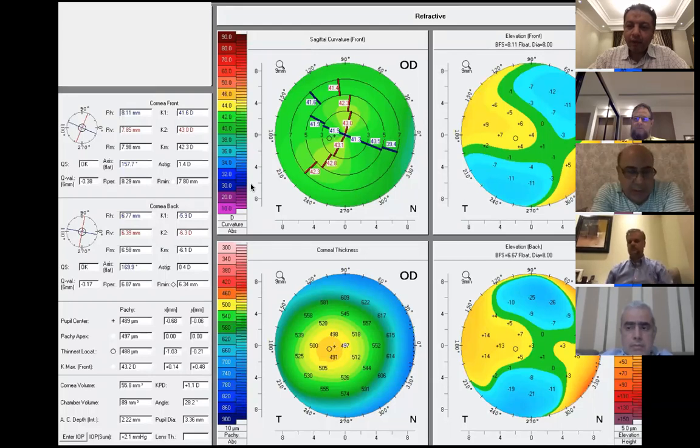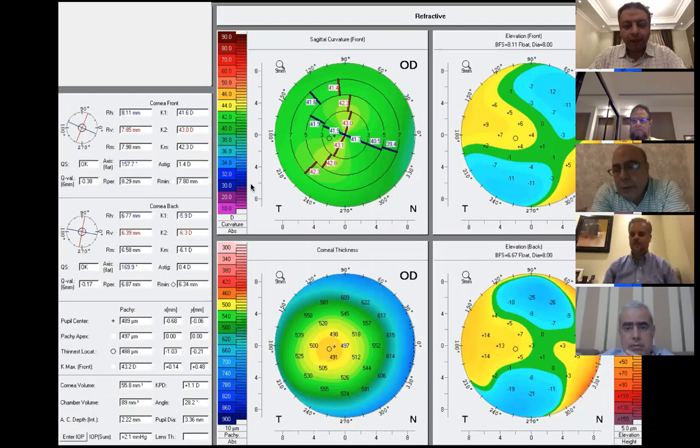The K max is 43 point something with 7. So you will exceed 50. I don't like to exceed 48, but this is more than 50. I consider the K mean or the K max in such cases. In such cases, you consider the K max because this is hyperope. If myope, you consider the flat K.